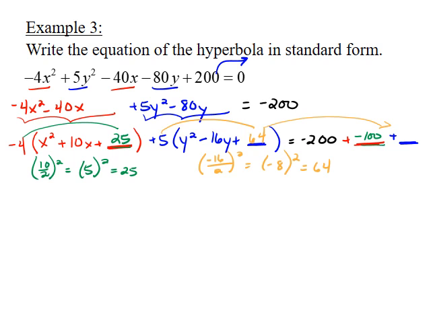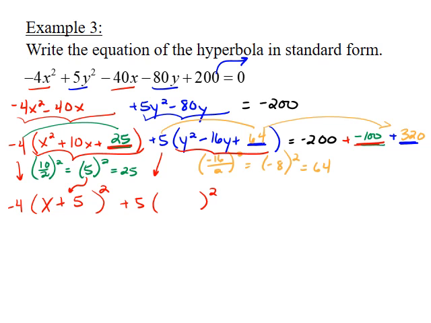64 times 5 gives me my number over here, which is 320. Now I'm going to keep this GCF of -4, and all of this factors into something times itself. So it's some quantity squared, and it happens to be x plus 5 squared. Keep the GCF of 5. This also factors into some quantity squared, and it's y minus 8. All of this reduces to 20.